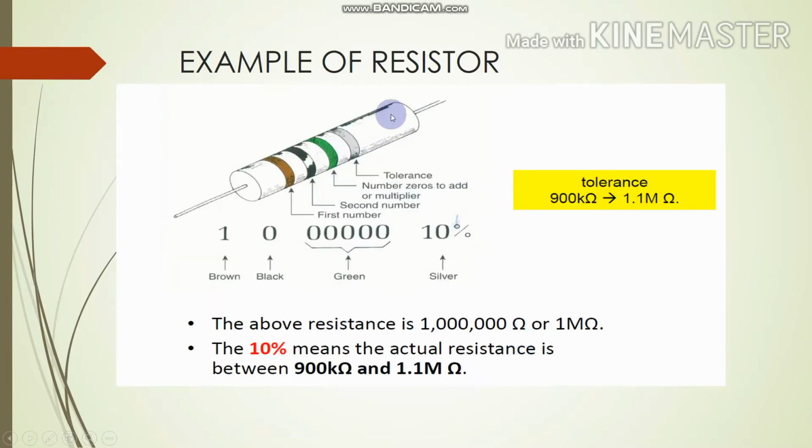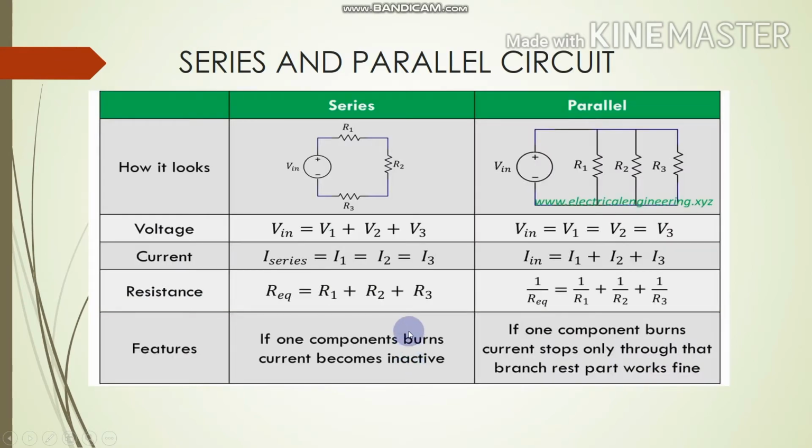This is an example of a resistor. Each color represents a certain value, and the 10% tolerance means that the actual resistance is between 900 k ohm and 1.1 M ohm. Then we move to the circuit. There are two types of circuits, series and parallel. For series, it will look like this, and for parallel, it will look like this.